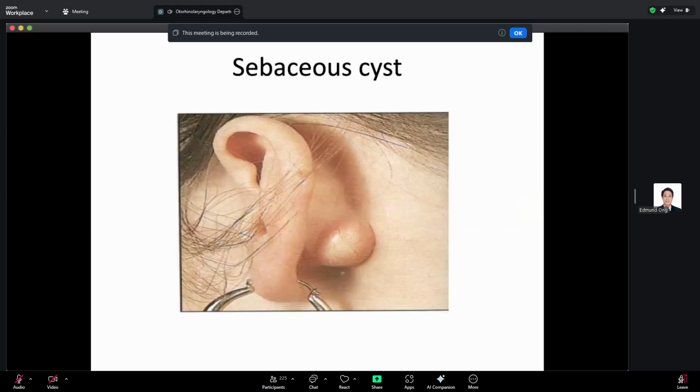Now, a sebaceous cyst can be seen at the external pinna, also at the external auricle. So just be careful. Sometimes before we excise a sebaceous cyst, you should be very sure that it's just a sebaceous cyst. So sometimes we do imaging just to make sure that it has no connection internally. May iba kasi na ganyan, hindi lang pala sebaceous cyst.